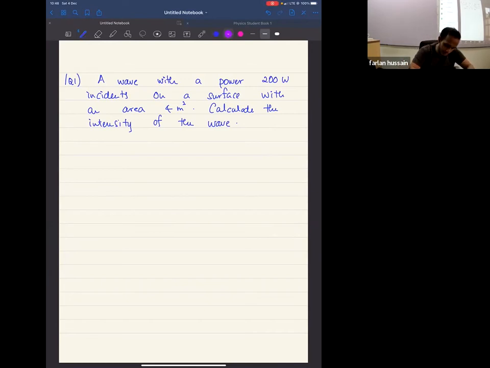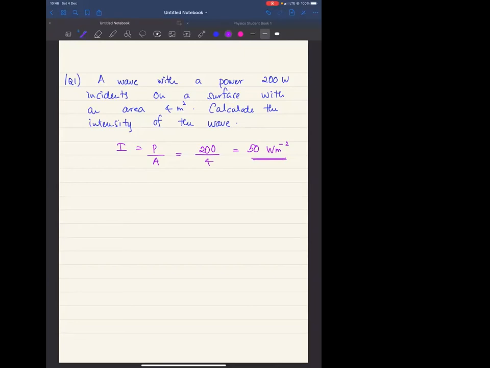So that's very straightforward. Intensity is power over area, that is 200 over 4, which is 50 watts per square meter.